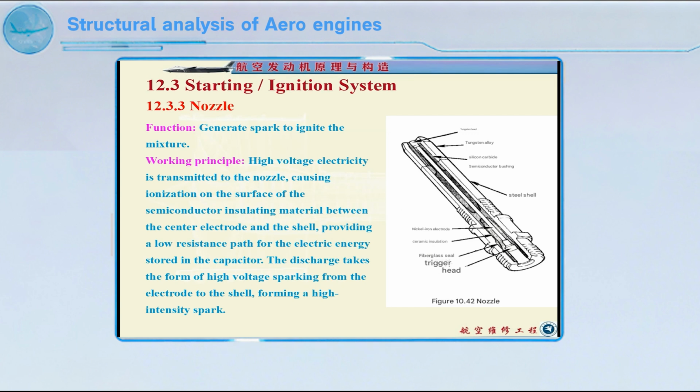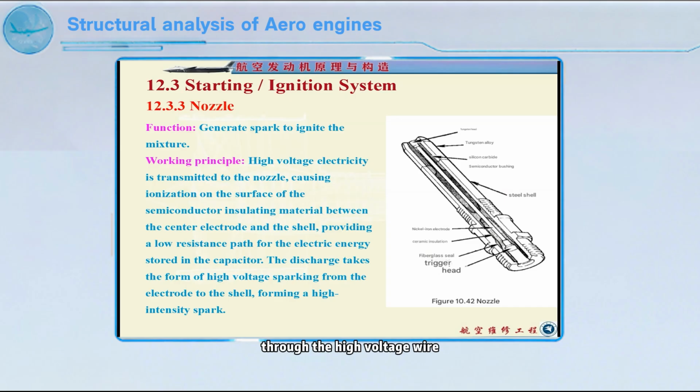The nozzle, currently used in aviation gas turbine engines, is a surface discharge nozzle. As shown in the figure, this nozzle is filled with insulating material between the shell and the center electrode. The front end of the center electrode is a tungsten electrode head covered with a layer of silicon carbide semiconductor material.